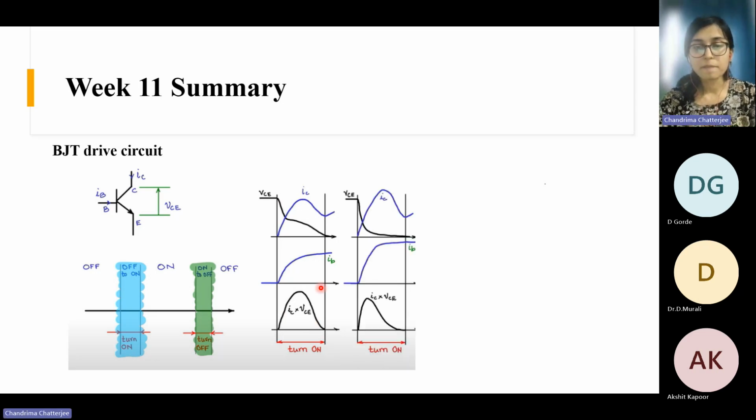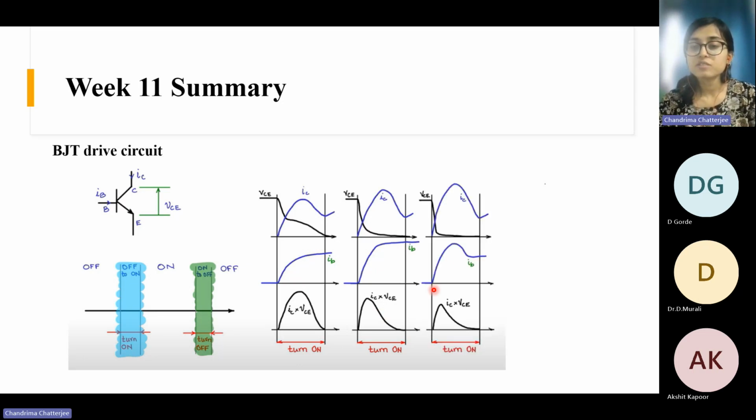See here the difference: earlier we were providing this much base current, now we have increased the base current. So now this voltage drops at a faster rate compared to this case. Obviously the overlapping portion is lower than in the earlier case, so now your power loss also reduces because this portion is less compared to this one.